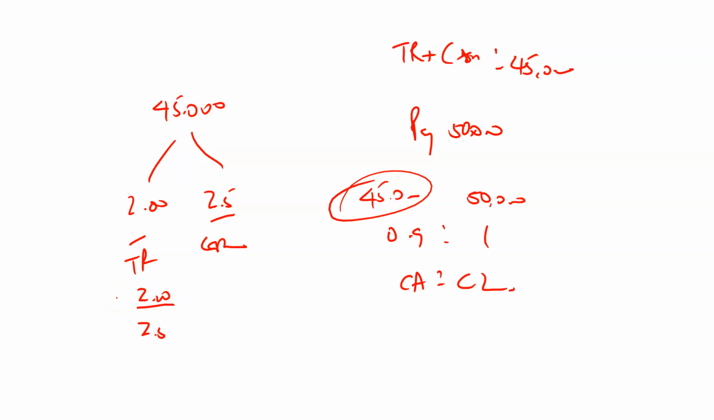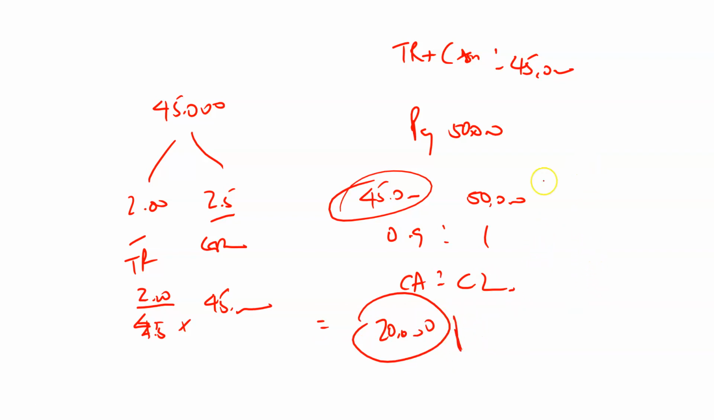My trade receivable figure is 2 over 4.5 times 45,000. 2 over 4.5 times 45,000, which takes us to 20,000. So we now know our trade receivable is 20,000. So the question here is, what do we do with this?